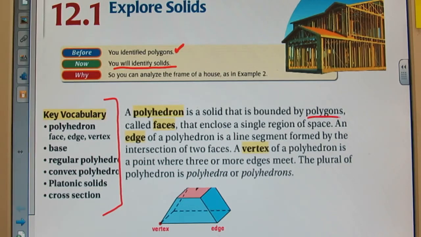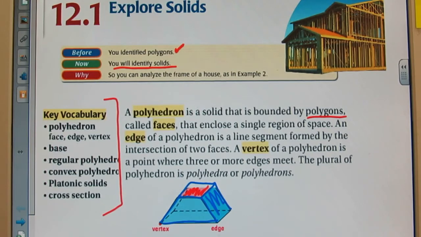These polygons are called faces. So right here, this is a face. This also here is a face. The next thing that's important is the edges. The edges are just line segments that connect the faces together. So these are edges.